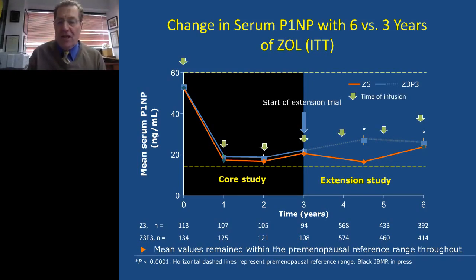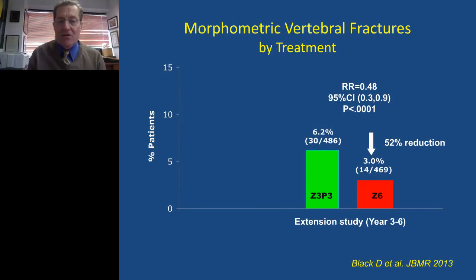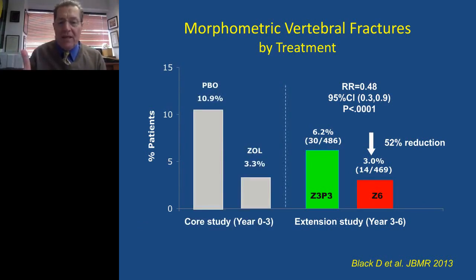Here is the change in the fractures. In the extension study, there was only an increase in the morphometric vertebral fractures by about 30 or 40% as compared to those that stayed on. Again, data suggesting that there may be an association between the rise in the marker and changes in bone strength. It's not powered for this conclusion, but there is this relationship.